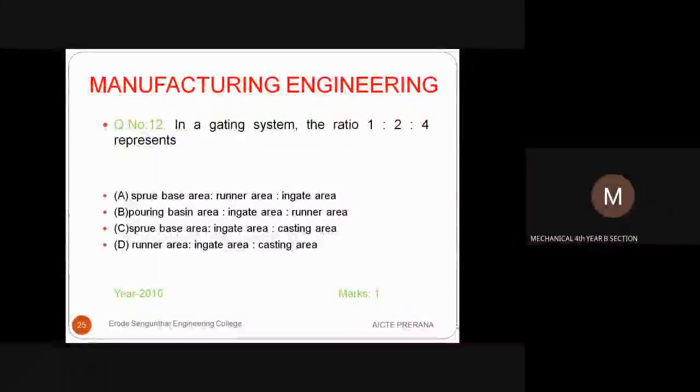1:2:4 represents. Okay, you know what the gating system is all about. The question is, in a gating system, the ratio 1:2:4 represents what? Your options are option A, sprue base area, runner area, and in-gate area; option B, pouring basin area, in-gate area, and runner area; option C, sprue base area, in-gate area, and casting area; and option D is runner area, in-gate area, and casting area. This question is also from the year 2010, and it carries 1 mark.